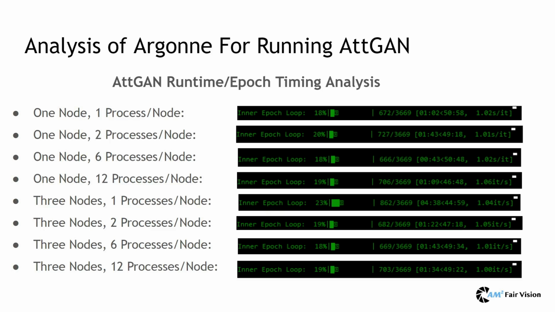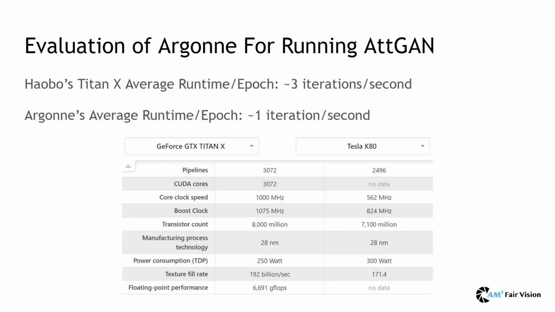I performed a full timing analysis, tweaking both the amount of GPUs used, represented as nodes, and the processes per GPU, represented as processes per node. The result here showed that, no matter the GPU count or processes per GPU, ATTGAN averaged 1 iteration per second in epoch training on Argon. Haobo's local machine with a Titan X had a runtime per epoch of approximately 3 iterations per second, which, like DCGAN, shows that local is faster than Argon.